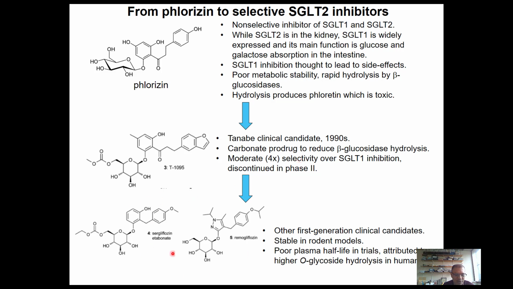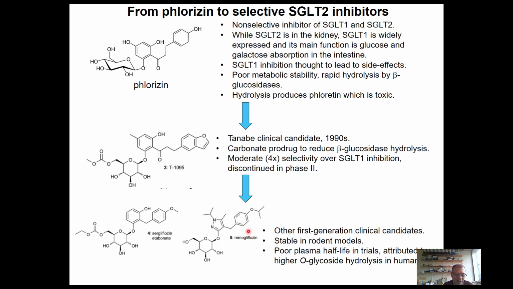These are other examples down here of other clinical candidates. And these were compounds that appeared promising in animal models, but once they went into human clinical trials, the activity was less prominent. And all of these compounds have a glycosidic linkage, just like the phlorizin. And for that reason, they will still be susceptible to hydrolysis by glucosidase.